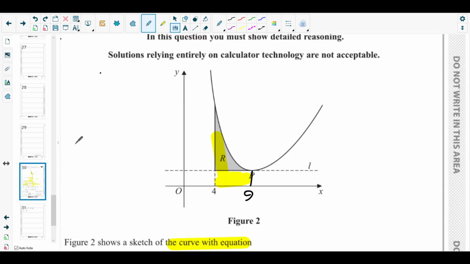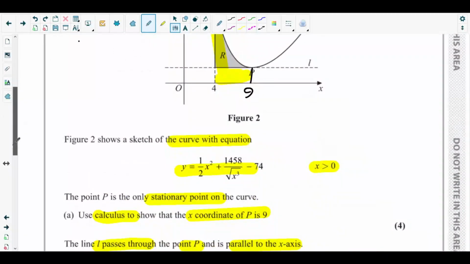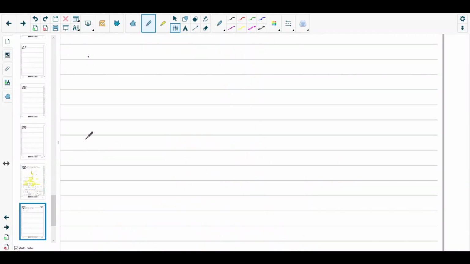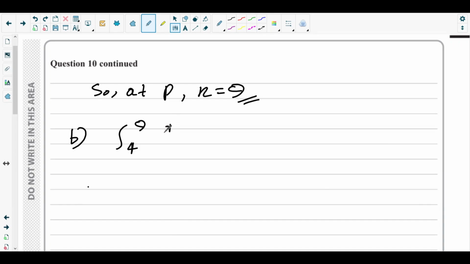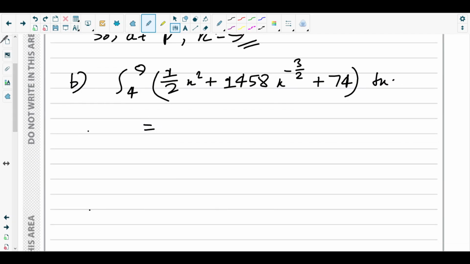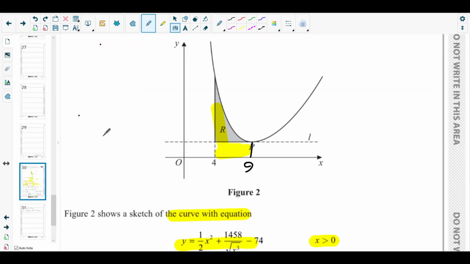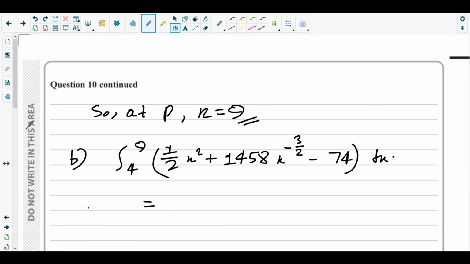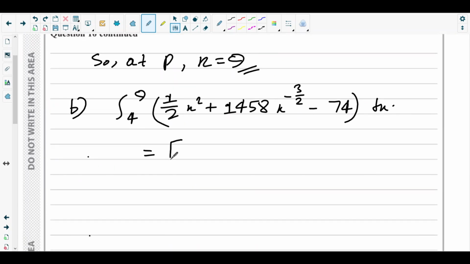What was the equation for the curve? This was half of x squared. Okay, half of x squared plus 1458 x to the power negative 3 over 2 plus 74 dx. Okay, so what would be that value? Let me check whether the equation is correct. This is negative 74. It should be negative 74. Okay, let's integrate the definite integral.